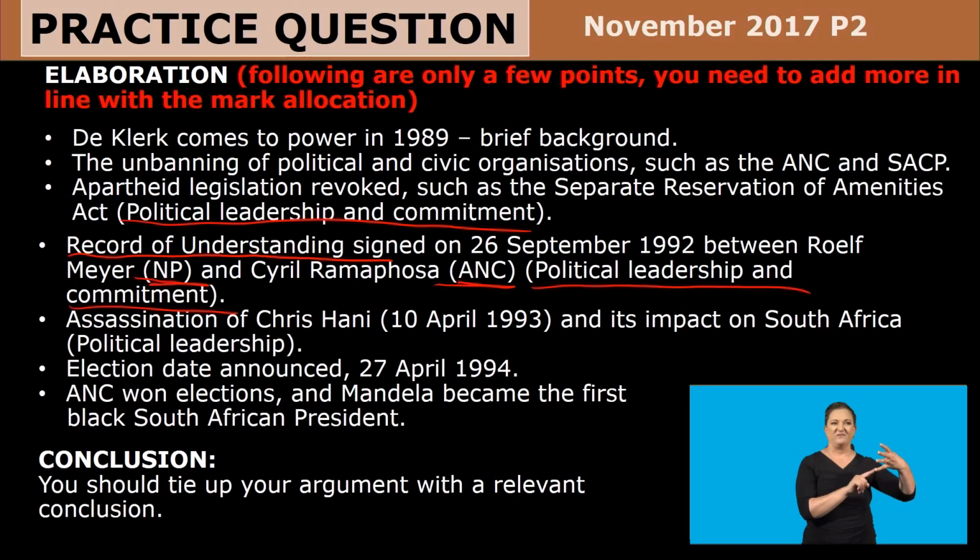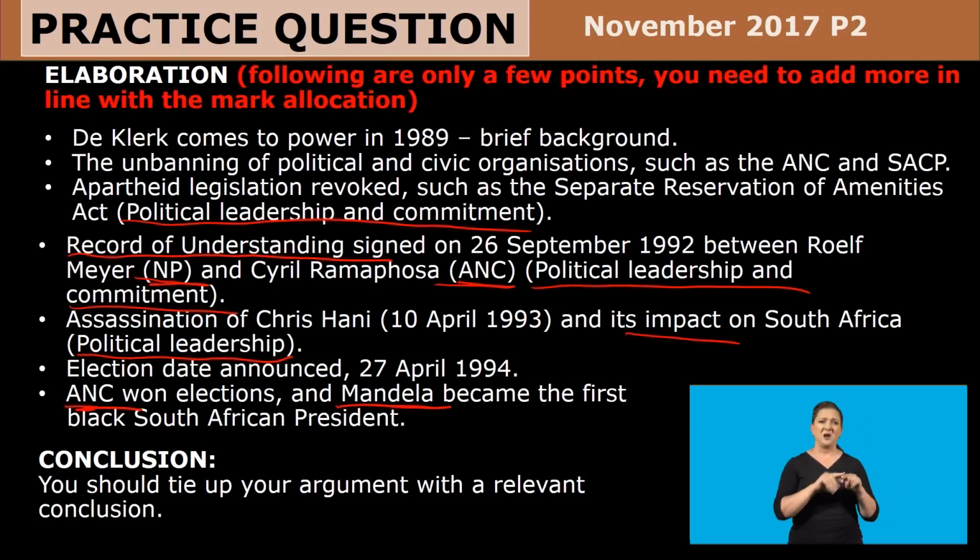Assassination of Chris Hani on the 10th of April 1993 and its impact on South Africa. Their political leadership killed. Election date was announced: the 27th of April 1994. The ANC then won, you can see ANC there, won elections, and Mandela, there is your leadership, became the first black South African president. So those are some of the points that you need to include in your essay. Remember, you can add more there.